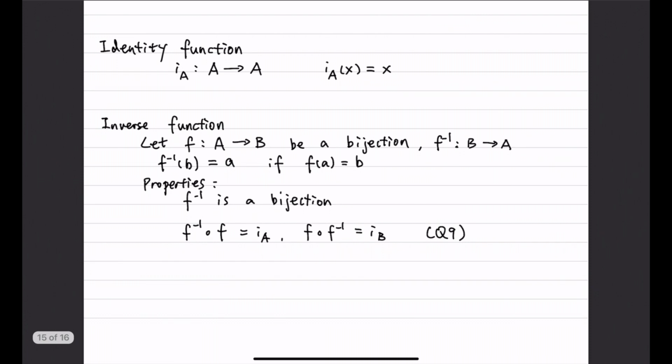Next, I will introduce the notion of identity function and the notion of inverse function. An identity function I_A is a function from the set A into the set A again, which maps every element x of set A to x itself.